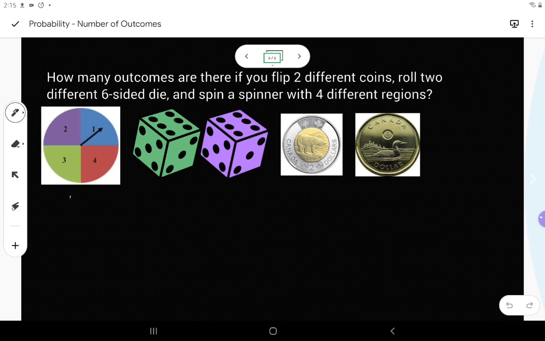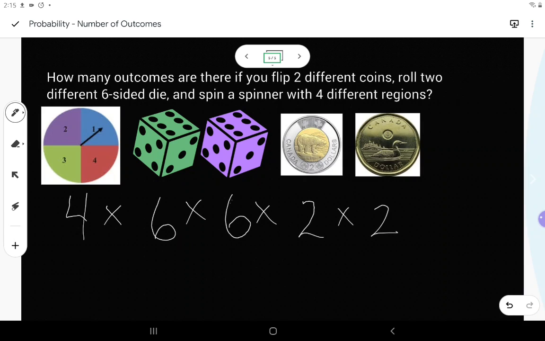Well, there are 4 outcomes on the spinner. There are 6 outcomes on the green die. There are 6 outcomes on the purple die. There are 2 outcomes on my toonie, and there are 2 outcomes on my loonie. And so all I'm going to do now is multiply all my possible outcomes together.